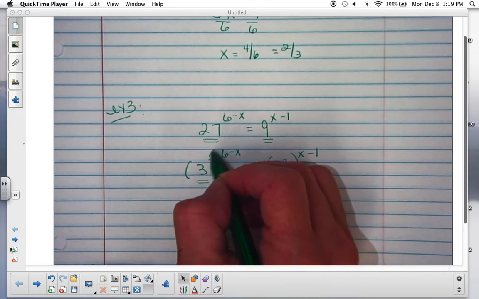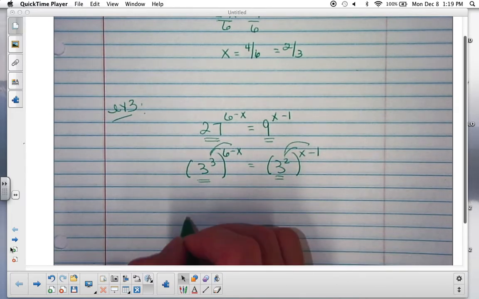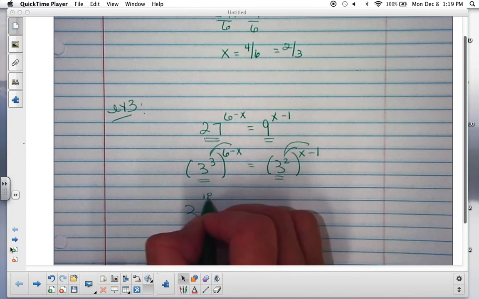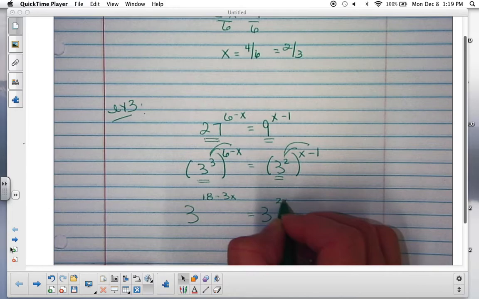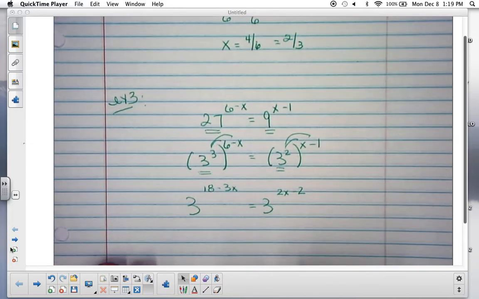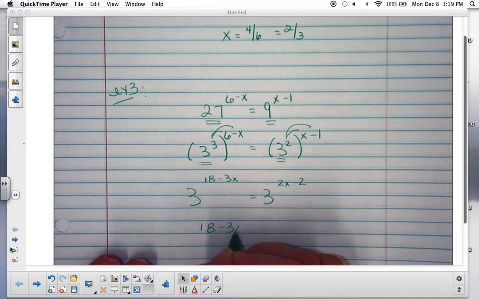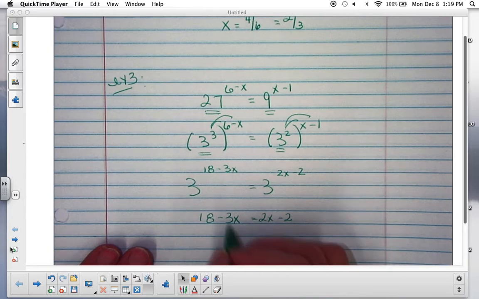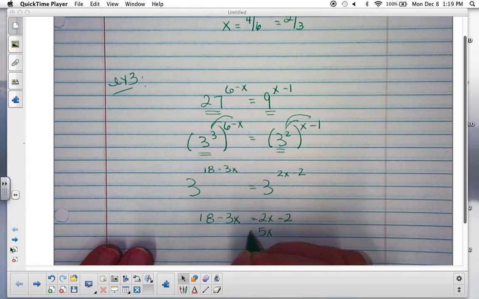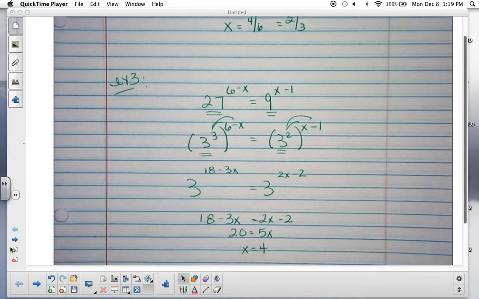My double exponent here will distribute. So I'll get 3 raised to the 18 minus 3x equals 3 raised to the 2x minus 2. And now the 3's will drop out and you'll just set the tops equal and solve. I'm going to add the 3x over. I'm going to add the 2 over. X equals 4. I don't know if that's too quick on the solving, but hopefully that's okay.